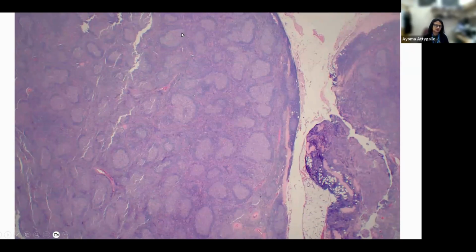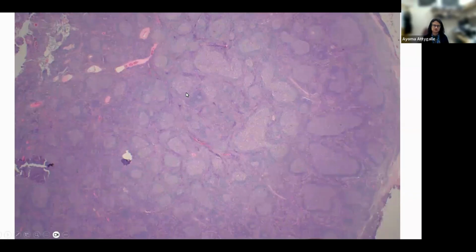There is also quite a well-formed mantle zone in these cases. So if you look at another section of this, some of these follicles are not uniform in appearance, they're not small, they're varying in size to some extent, but it's really densely packed.